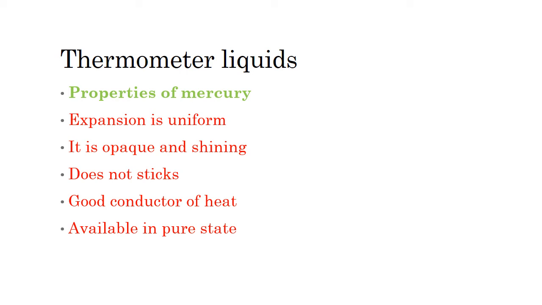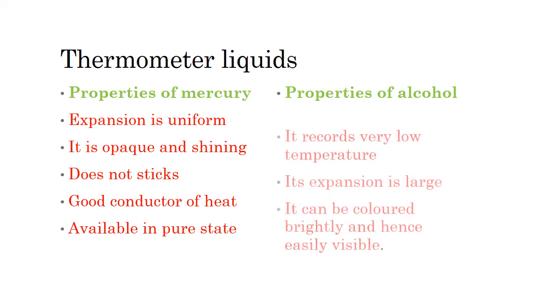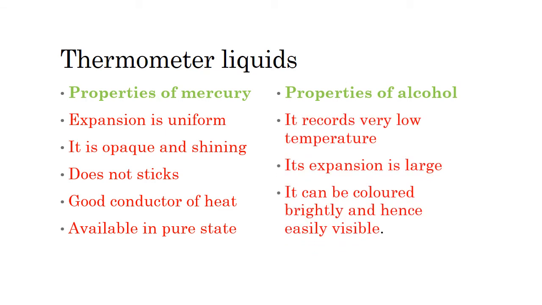Not only mercury, children, we can use alcohol also. Do you know it? So let us discuss the properties of alcohol also. Actually, the properties are, it records very low temperature. Normally alcohol is used to measure very low temperatures. That means -10, -20, -30 can also be recorded with the help of alcohol as a thermometer liquid. Why? Because the expansion is also very large, so the reading will be very accurate.